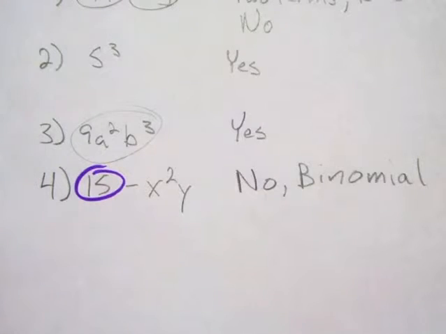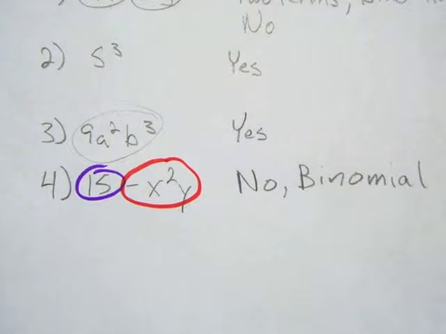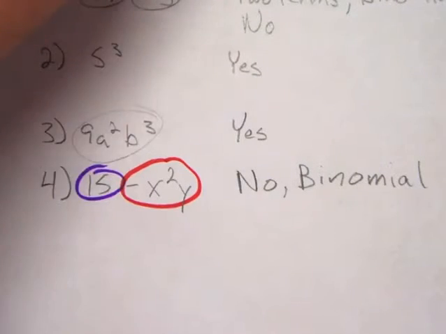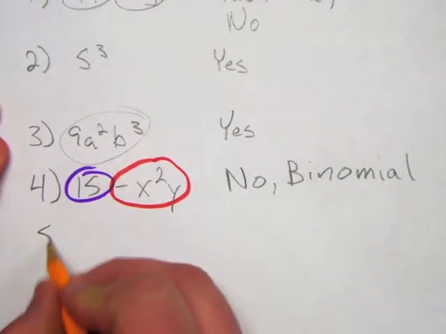So the 2 terms are the red and the purple. And they're separated by a minus sign. Does that make sense? Now, does that mean every time you see a minus sign that it's not a monomial? No. So let's double check that.